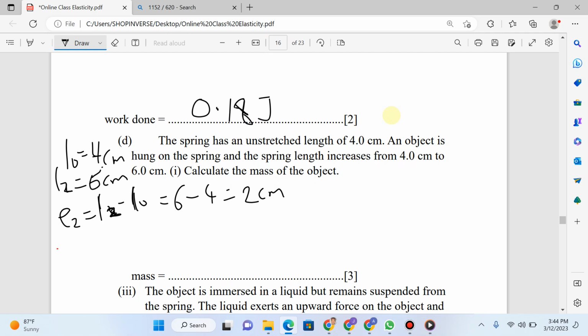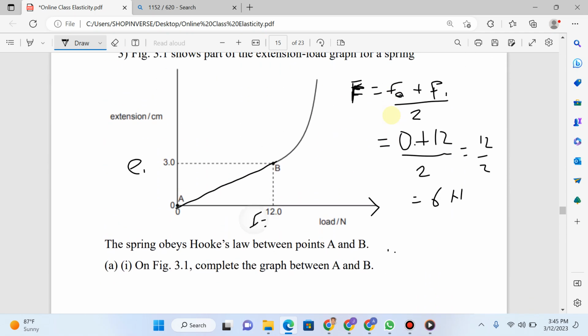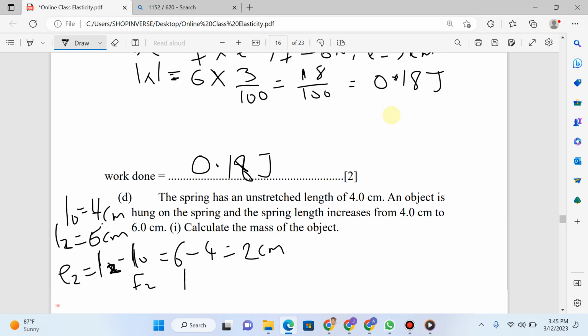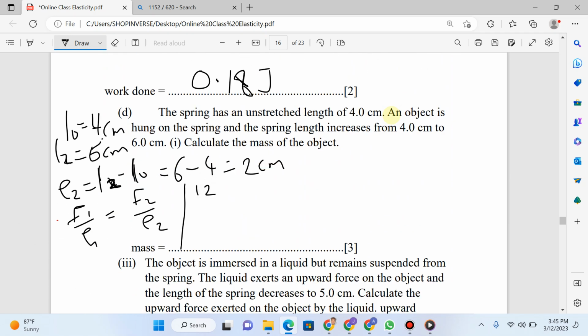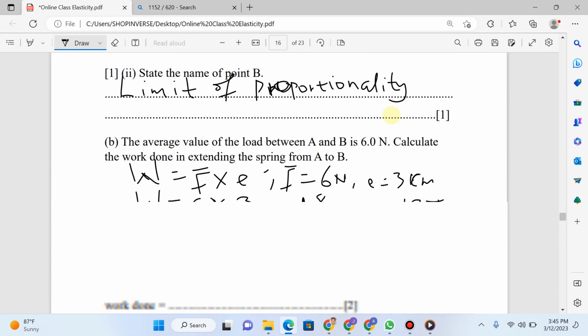Calculate the mass of the object. How do you get the mass of the object? Let's take the ratio of F1, E1 and F2, E2. Note that F1 over E1 equals F2 over E2. F1 is the maximum force of 12 Newton. E1 is the extension of 3 centimeters that is produced.